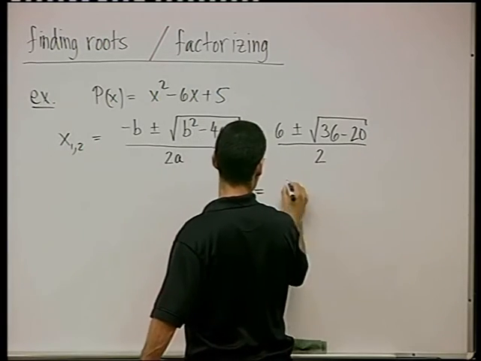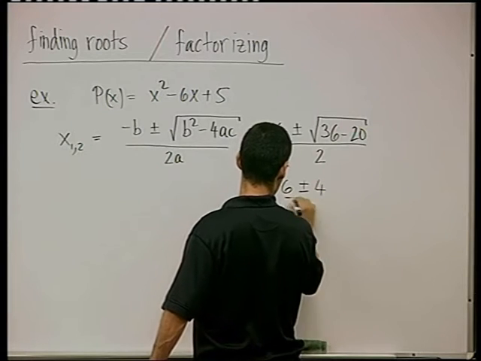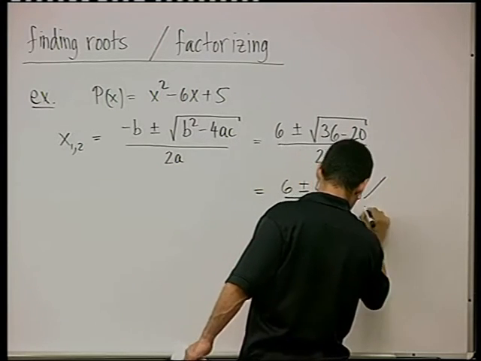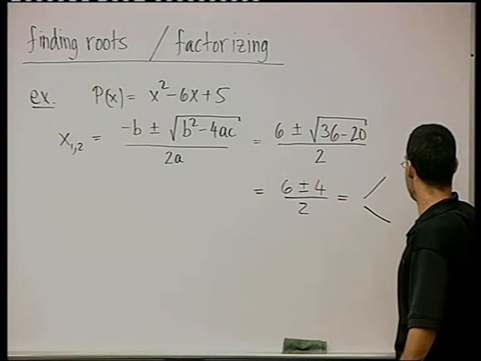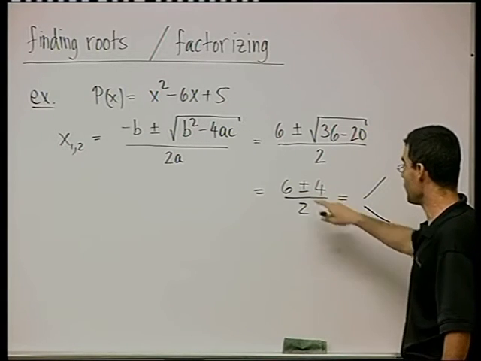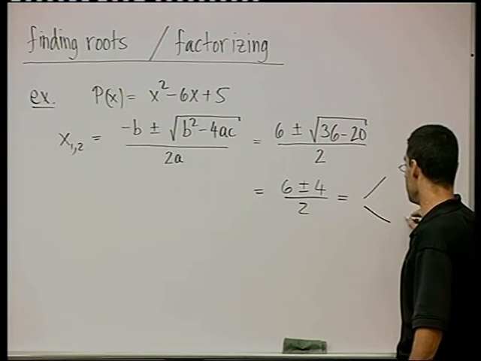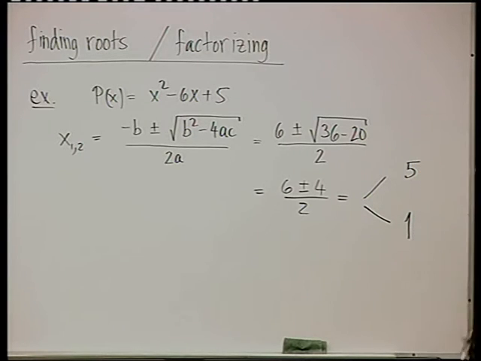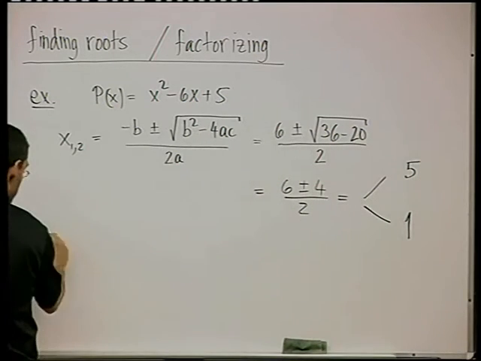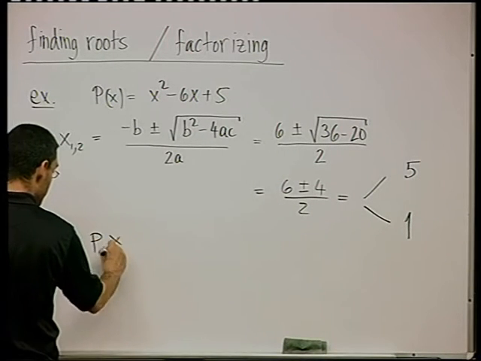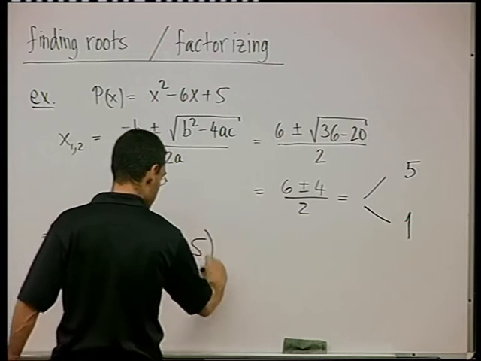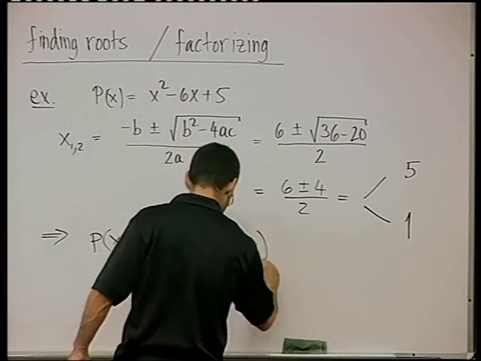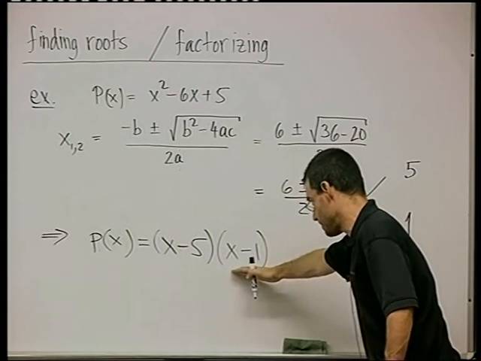Let me write it again here. So this equals 6 plus or minus 4 divided by 2, and again, this is the way I'm used to writing it. So 6 plus 4 is 10, divided by 2 is 5. That's one of the roots. And 6 minus 4 divided by 2 is 2 over 2, which is 1. So these are the two roots. And what this means is that p of x can be written as x minus 5 times x minus 1. That's the factorization.